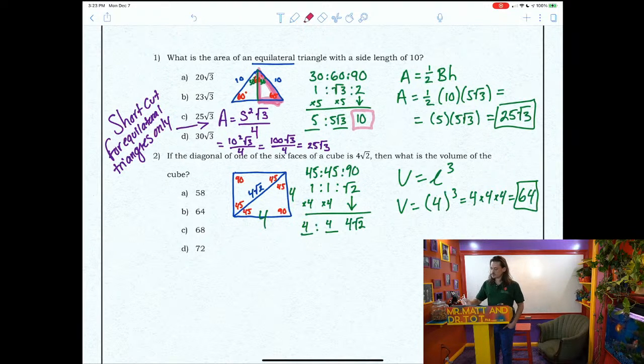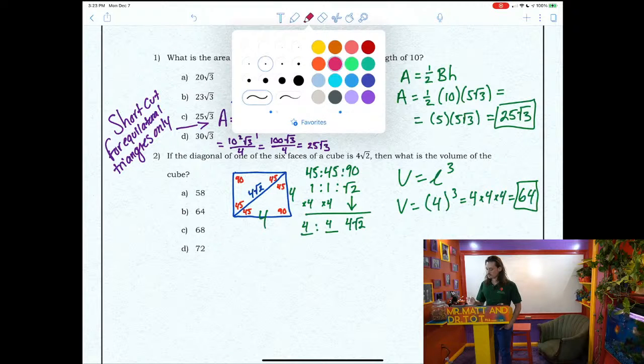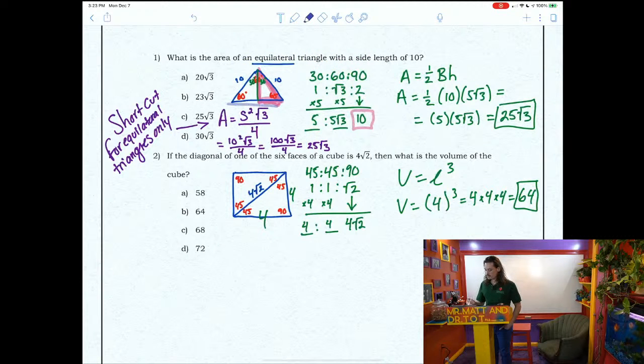There is a shortcut only for equilateral triangles. So if you memorize this formula, which is never going to be given, but equilateral triangles do come up often enough for this to be significant, and it's a real time saver. So the area of any equilateral triangle is equal to its side length squared times the square root of 3 quantity divided by 4.